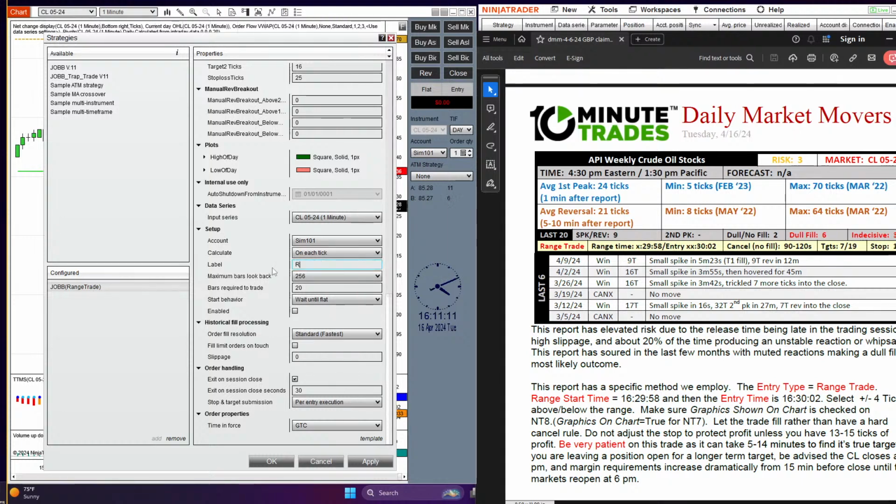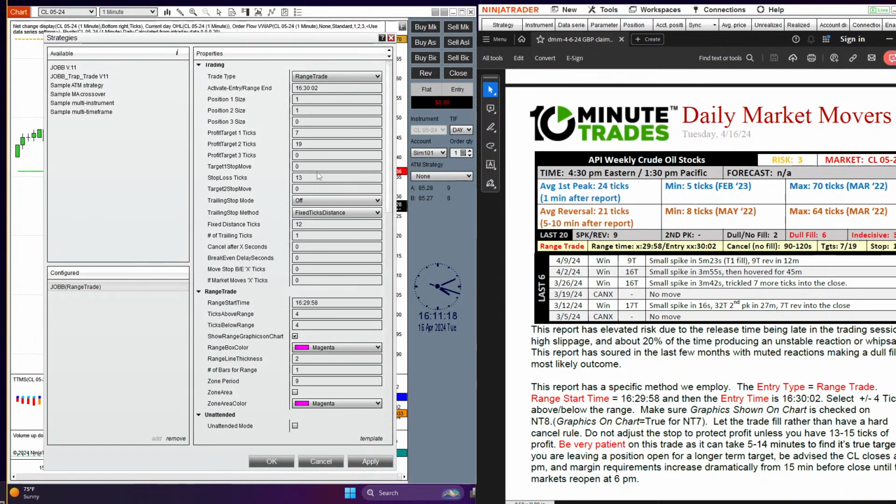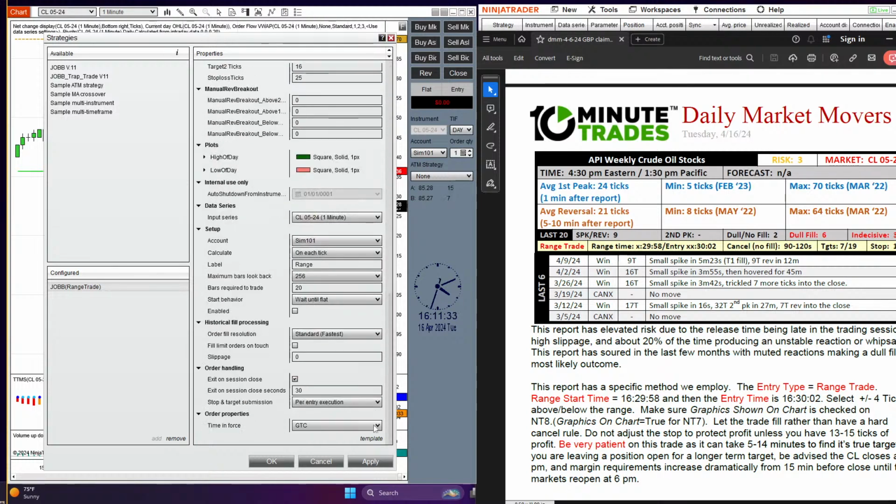Label it the range. It's probably appropriate on this report to use the target 1 stop move, because this report can chop quite a bit. Break even minus 2 or 3. All right.